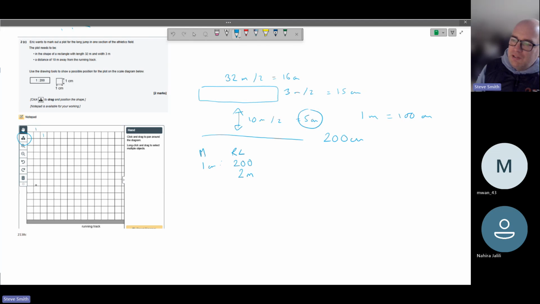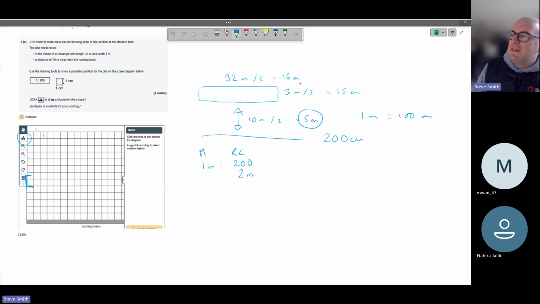1, 2, 3, 4, 5. So it has to be here. So I'm starting there. No closer than that. And it's 1.5 meters, 1.5 centimeters wide. So that'd be there, like 1.5 squares. So that's our running track.